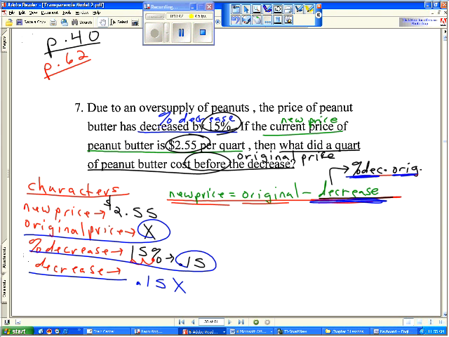So now we plug it in. New price, $2.55, is equal to the original price, X, minus the decrease in price, which is a percentage of the original, 0.15x. So now we have an equation with only one variable, x, so we can solve using the order of operations. The order of operations horseshoe is on page 33.